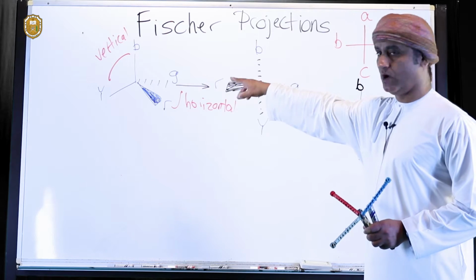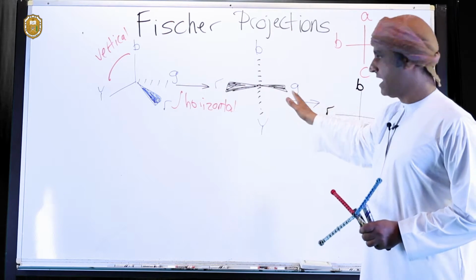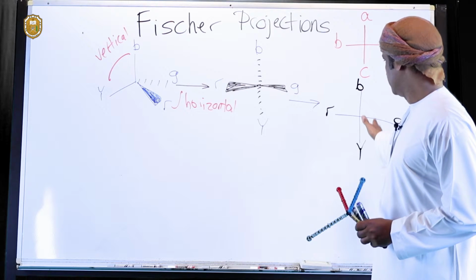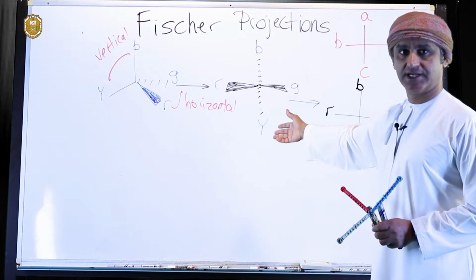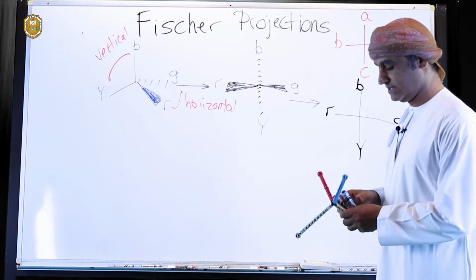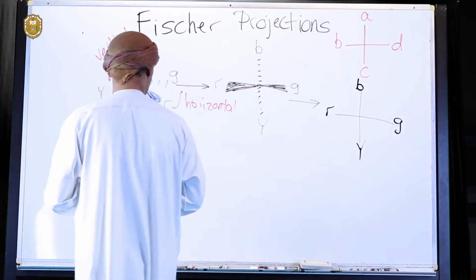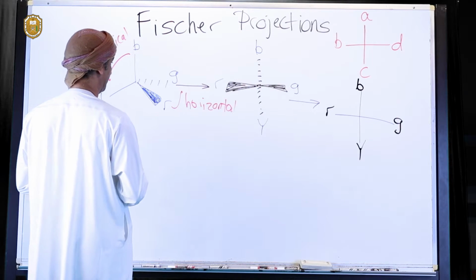So B and Y were on the plane. Now they are on a vertical line. They are drawn vertically. G and R were outside the plane, and now they are drawn horizontally. Let's take another example in order to practice this further.